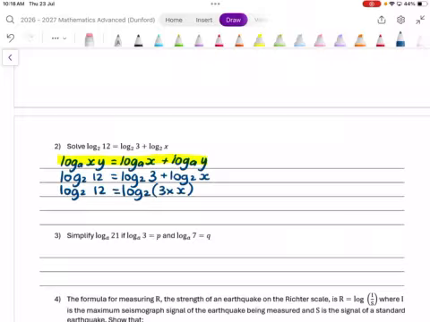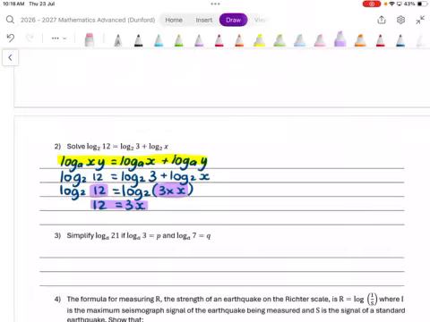Now, when we have the same log on either side, what we are technically doing is just getting rid of the log base 2, and we're just going to look at our 12 and our 3 times x. Because for these to be equal, our 12 and our 3 times x need to be equal. So that means we'll have 12 equals 3x. Using a random colour, I'll just use purple. So 12 and 3 times x, that's what we're now looking at here, okay?